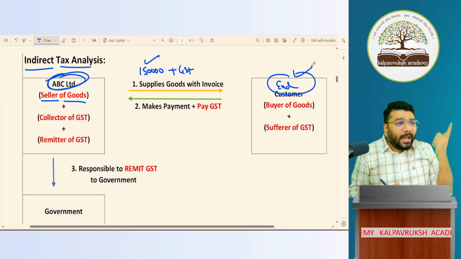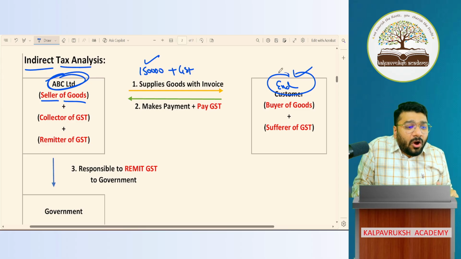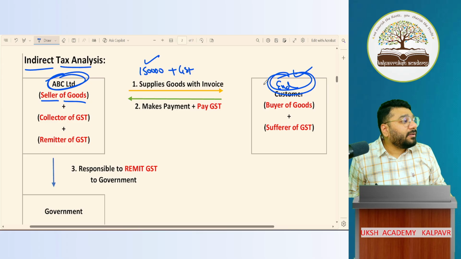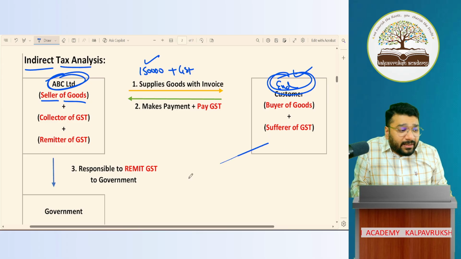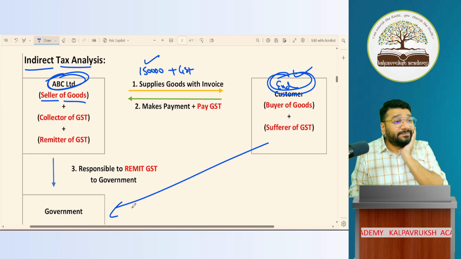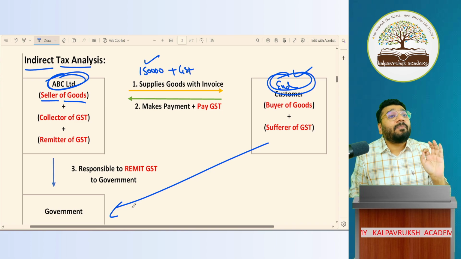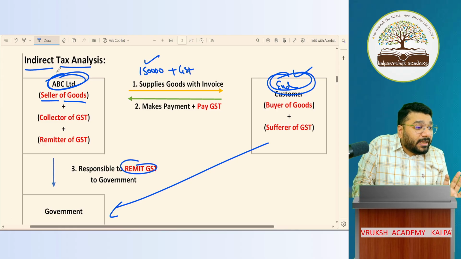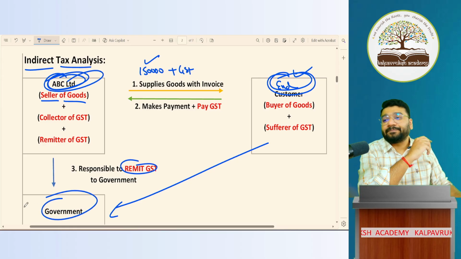Now tell me, why did the government not give the responsibility to the end customer to pay the money to the government? When the tax is not paid by the end customer to the government. I'm talking about GST. In GST, why is the tax not paid by the end customer directly? Why is it remitted? Remitted by whom? Remitted by ABC to the government. Why?